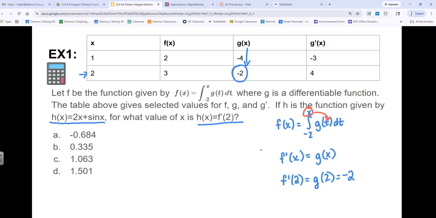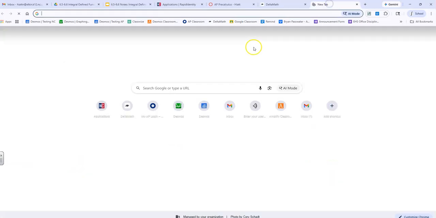It's this next part that makes this a calculator active problem. You're looking for where h of x, which is 2x plus sine x, equals f prime of 2, which we just found was -2. And I am not aware of a way to solve that by hand. This is a calculator active problem. So you would just pull up Desmos.